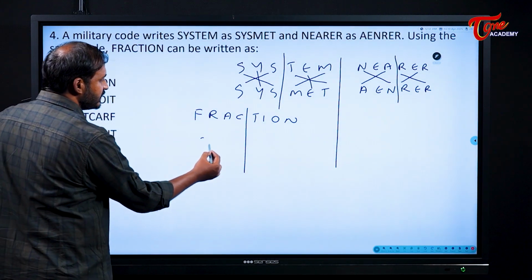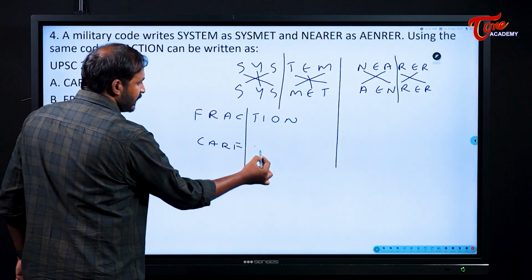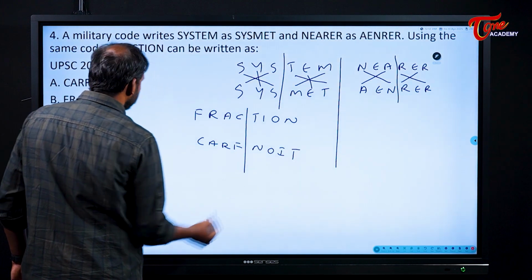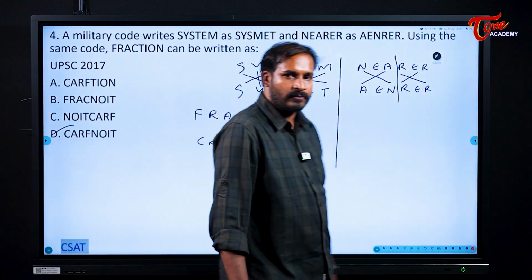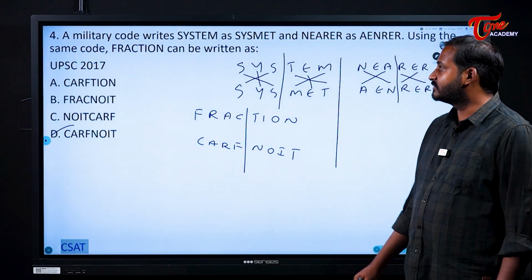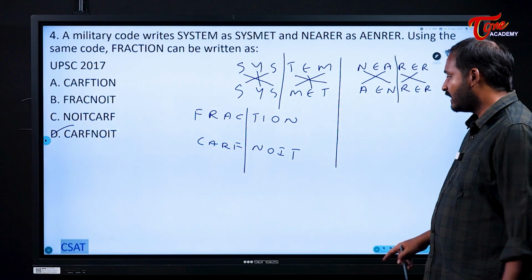So what happens to this? CARF NOIT. CARF NOIT. So our answer here will become option D. Option D. Understood, students? Like this we will get the answer for this one.